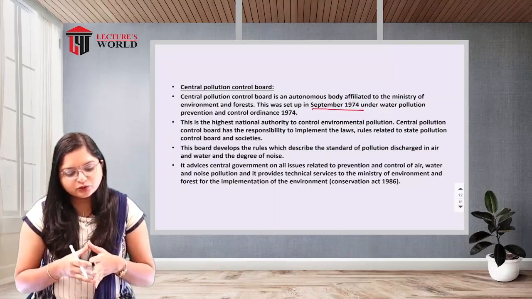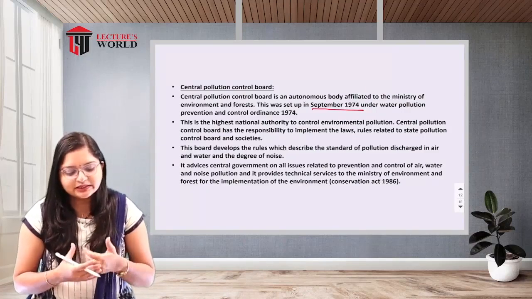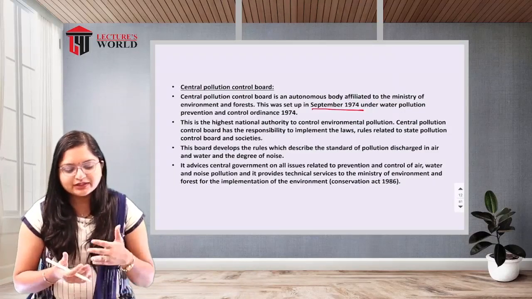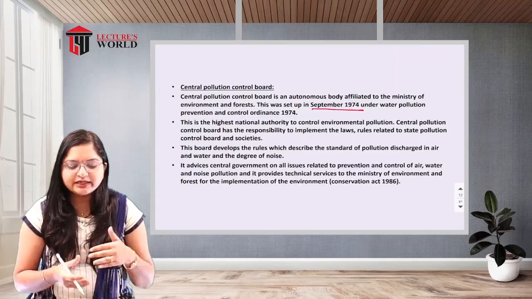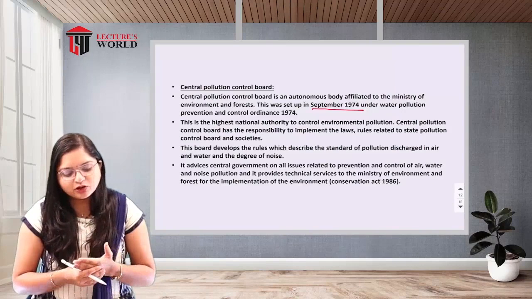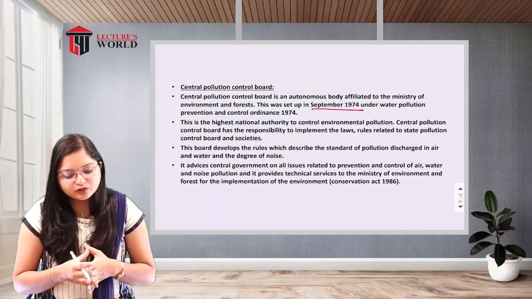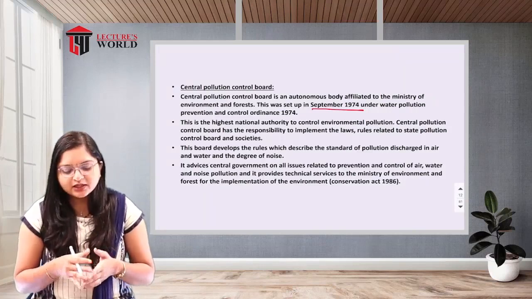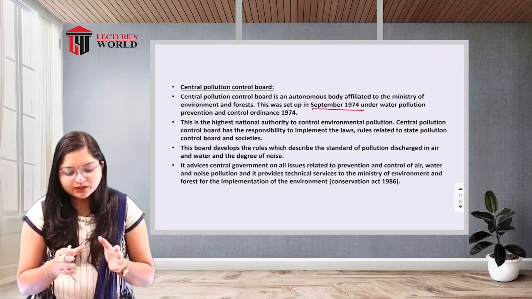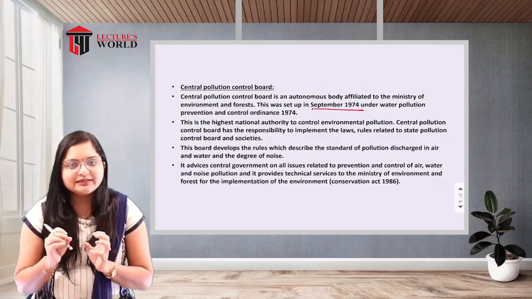The Central Pollution Control Board has the responsibility to implement the laws and rules related to State Pollution Control Boards and societies. The board develops rules which describe the standards of pollution discharge in air and water and the degree of noise. It advises the central government on all issues related to prevention and control of air, water and noise pollution, and it provides technical services to the Ministry of Environment and Forest for the implementation of the Environment Protection Act of 1986.